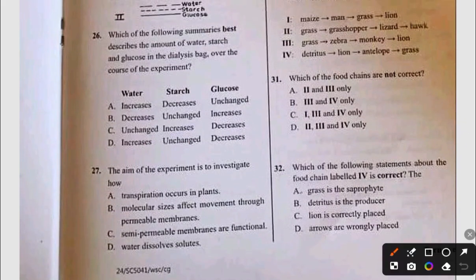Question 27. The aim of the experiment is to investigate how A. Transpiration occurs in plants. B. Molecular sizes affect movement through permeable membranes. C. Semi-permeable membranes are functional. D. Water dissolves solid. I already answered this. The answer to question 27 is B.